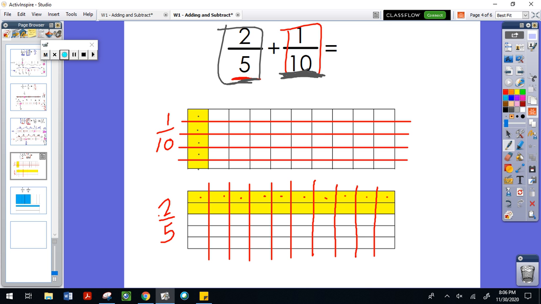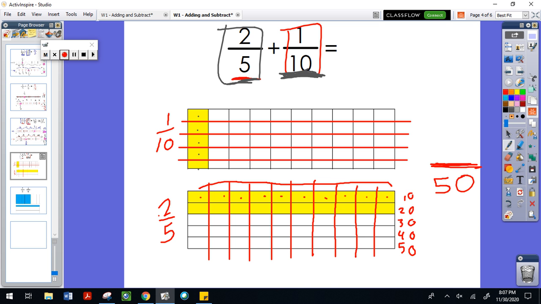Okay, now what I need to do is figure out my denominator. So my denominator is going to be what? Exactly, it's going to be 50. Because remember, there are 10 pieces going all the way across. So this would be 10, 20, 30, 40, 50. All right, so that gives me my denominator of 50.